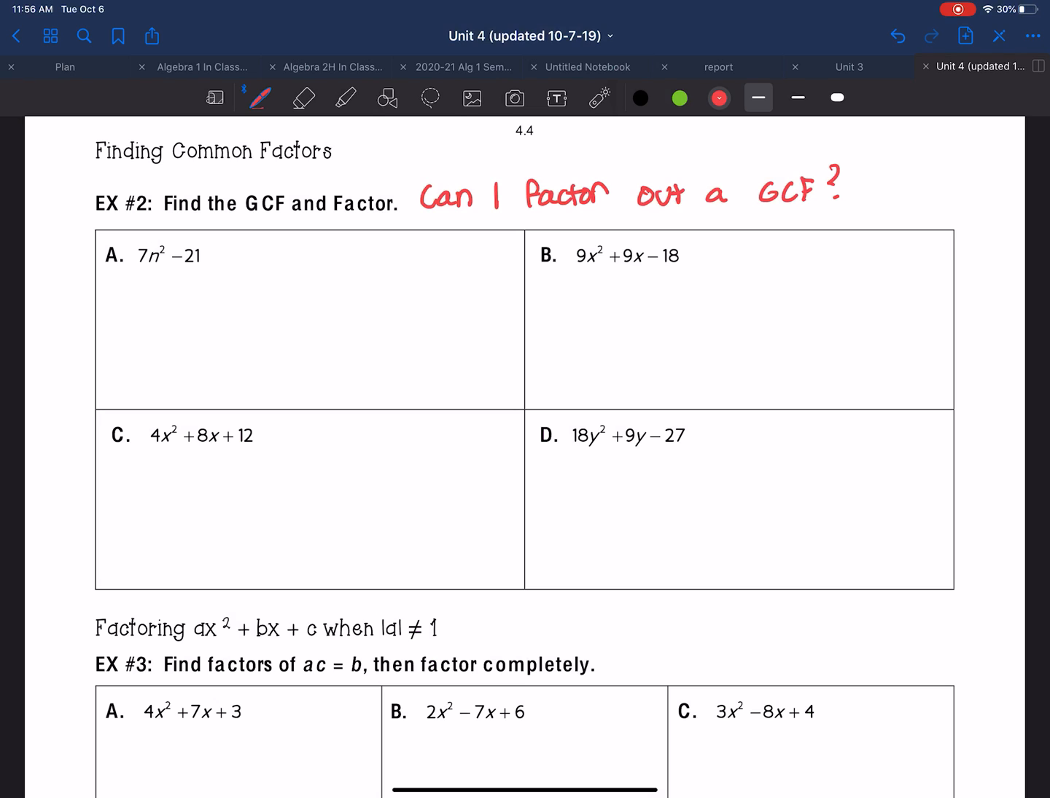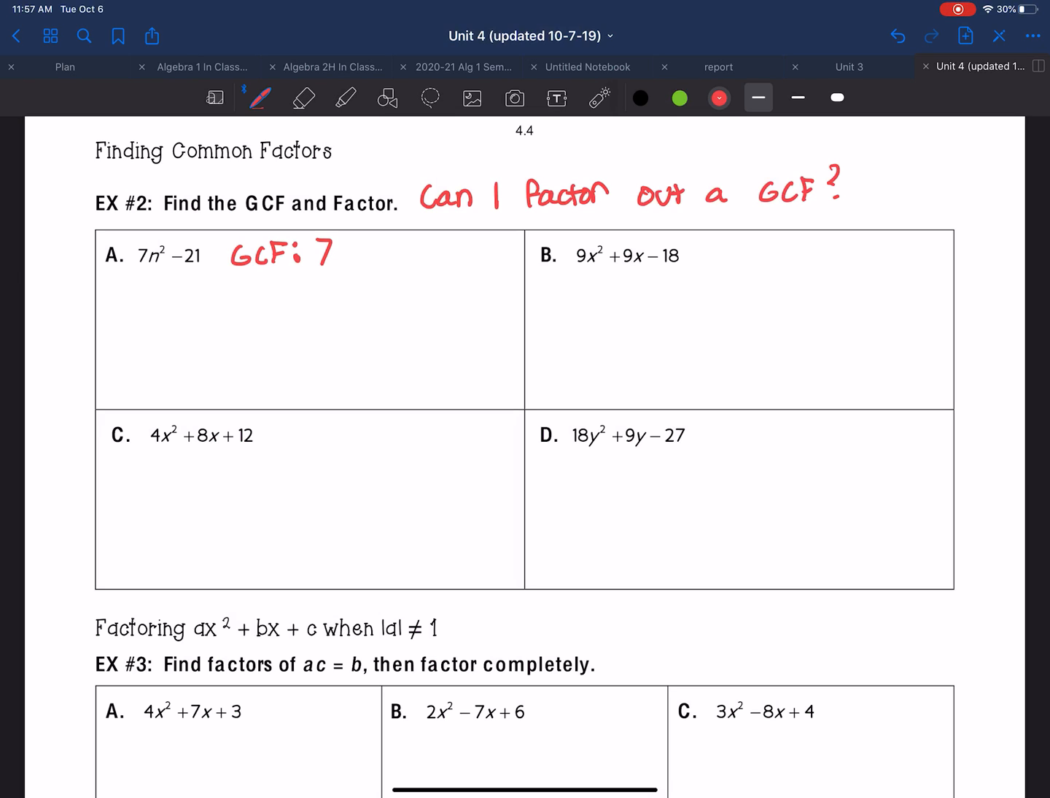So let's look at part A. We have 7n squared and negative 21. Is there something that can be divided out of both 7n squared and negative 21? Well, first of all, I know that 21 does not have a variable, so I can't factor out a variable. So n is not going to be part of my GCF, but I do know that 7 goes into both 7 and 21. I can pull 7 out of 21, right? So my GCF here is going to be 7.